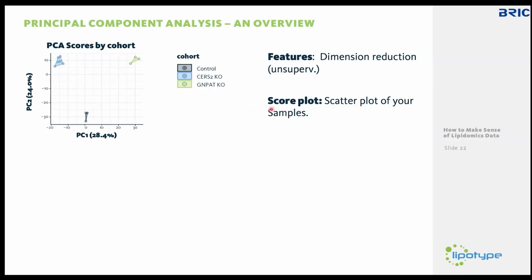The first thing you usually look at is the score plot, which is a scatter plot of your samples. And here you would see that replicates of the same sample are nicely clustered together, and they're separated by some greater distance. So this obviously tells you, okay, this experiment looks like it went well, and this is workable, I can continue working with this data.